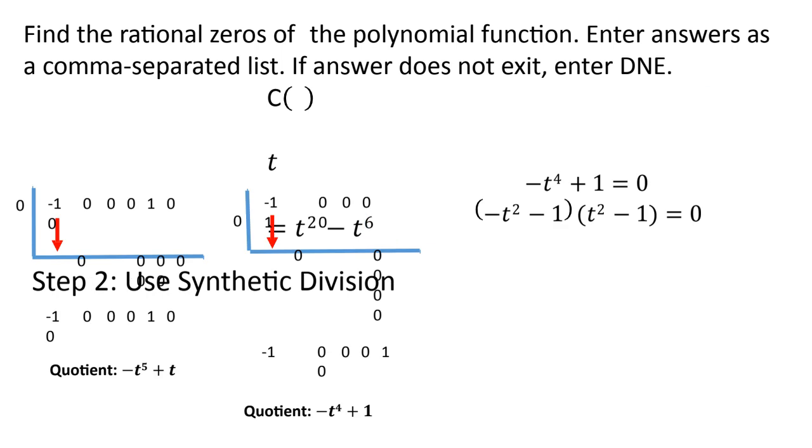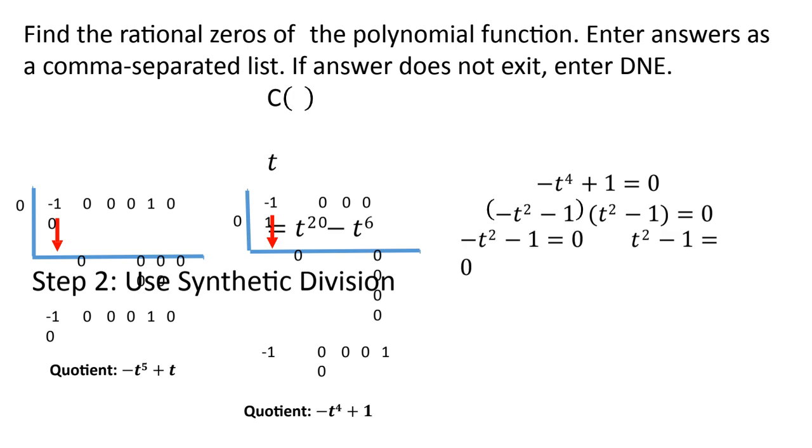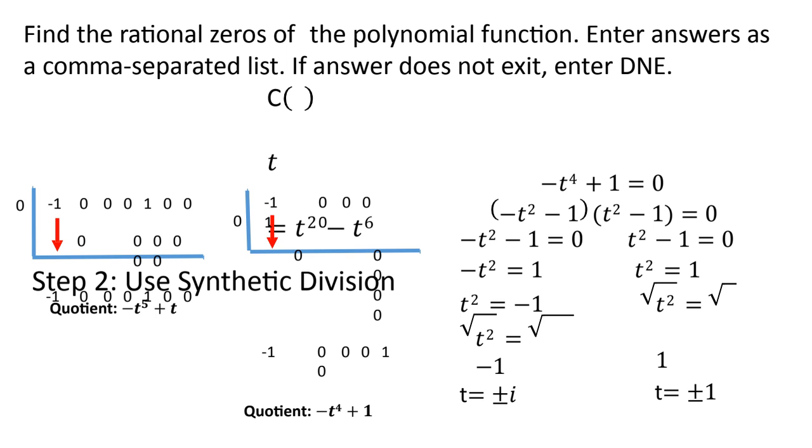So this is just repeating the process, until we got to this point, which is -t to the 4th power plus 1 equal to 0, and then we can factor it. That one is going to factor into these two, and then we make those equal to 0, and we solve for t. When we do that, it gives us that t equals plus or minus i, and t equals plus or minus 1.